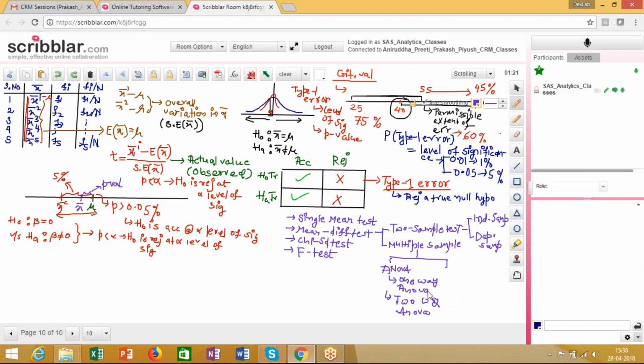And most of these tests are done using parametric tests. So both ANOVA and the t-test, which is applied over here, or for the single mean test. Both ANOVA and t-test, as well as chi-square and F tests, all these test procedures are parametric tests. So what is a parametric test?